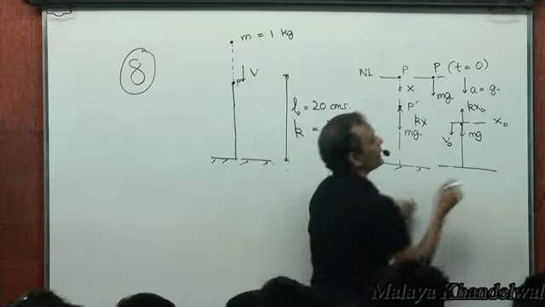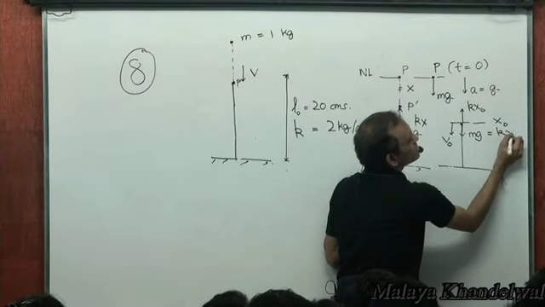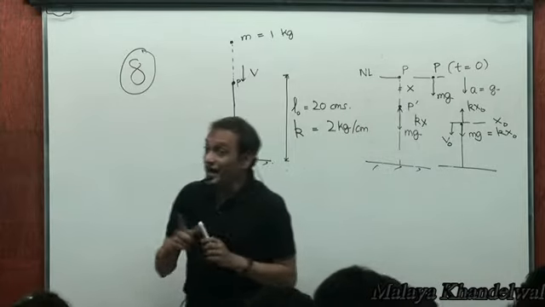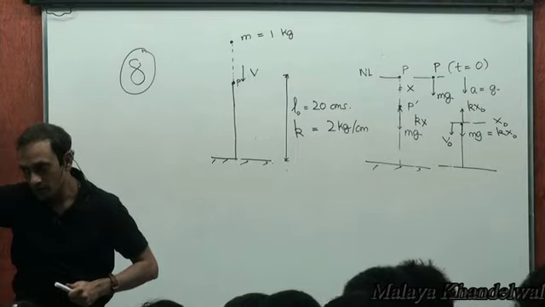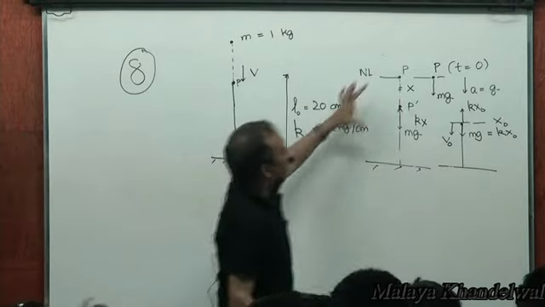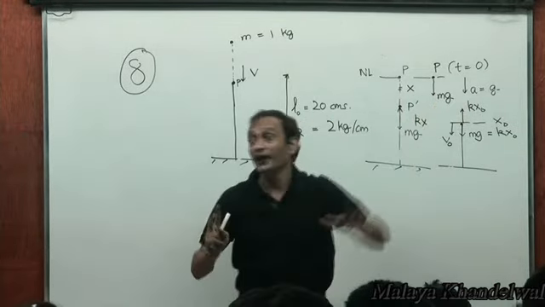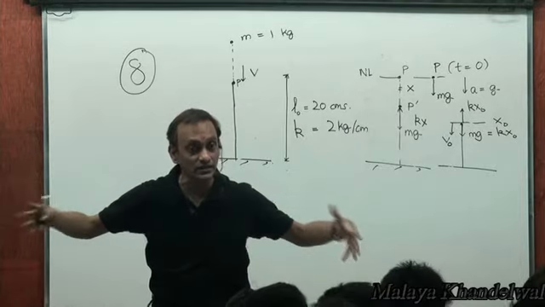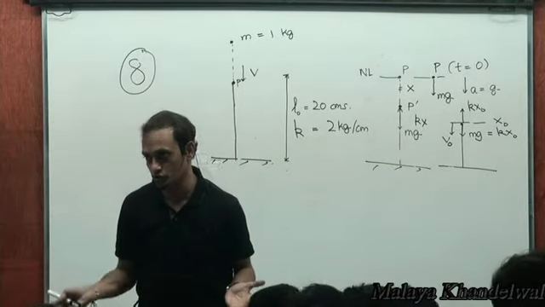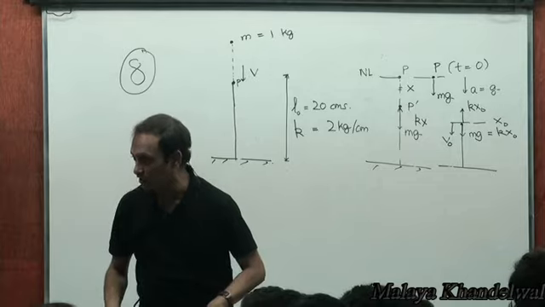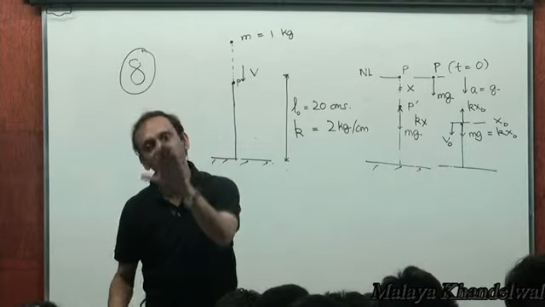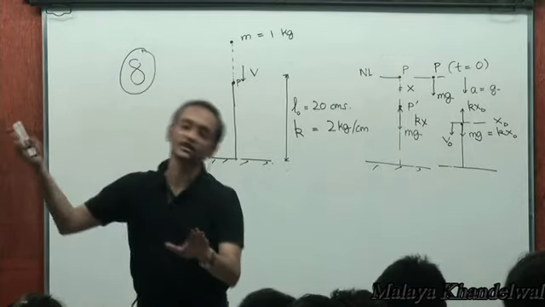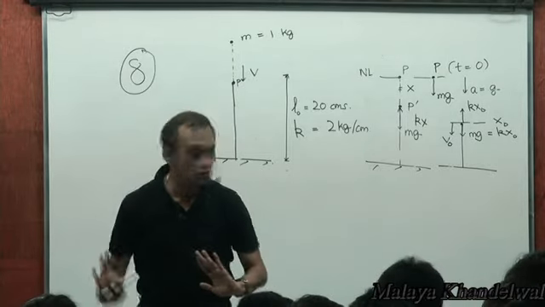This is the state where mg becomes equal to kx naught. Before this state, the compression has been less than x naught and mg has been larger than kx. Mg was the predominant force, kx was smaller in magnitude, so it continued to accelerate. Although the acceleration decreased, the velocity increased.